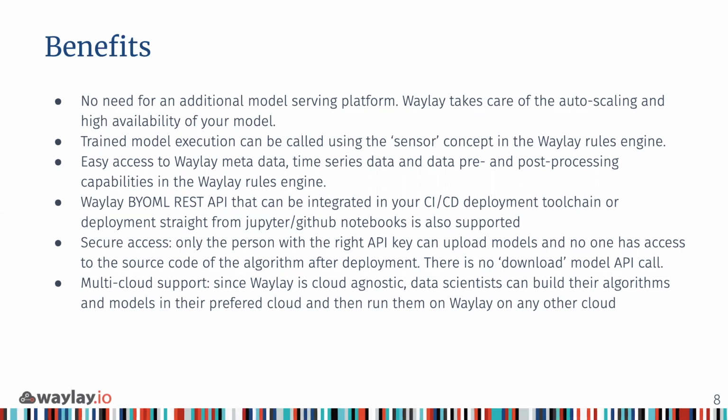All right, so there's also a security aspect to it, in the sense that we've protected the API using the API key that I showed earlier. Of course, around API keys, you have a whole role-based access management within the Waylay environment. So only the right person with the right API key can upload and change models, and no one has access to the source code. So you can hide your intellectual property quite well in that way. There's also no download API call that you can do to download your algorithm. Just upload and we run it. We don't know what is inside.